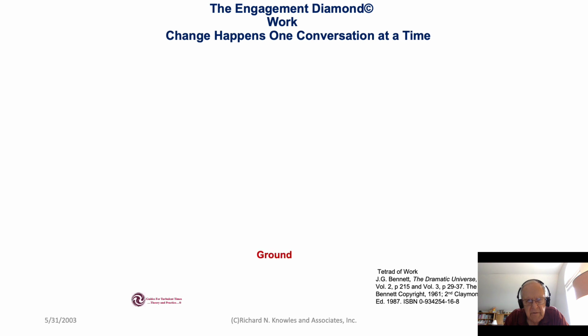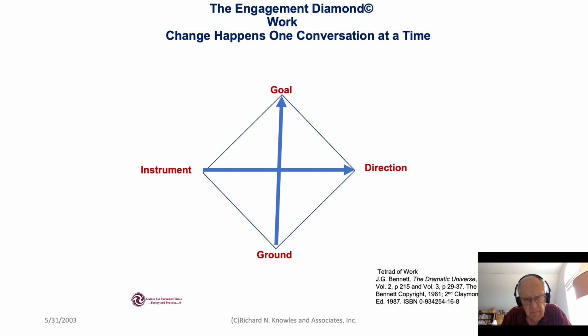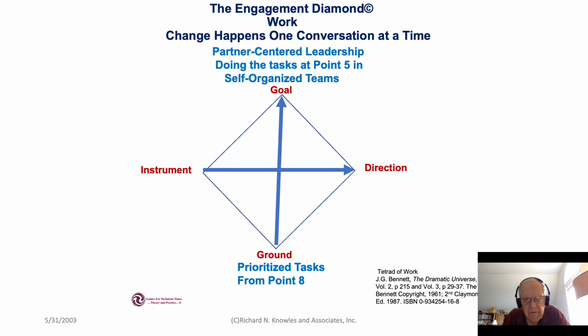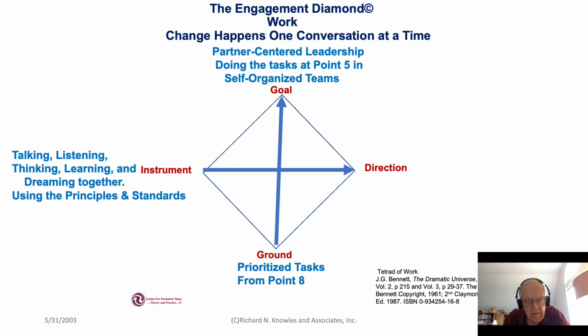So if we take a look at this and go more deeply, looking at what I call the engagement diamond and how work gets done, we go from our ground to the goal, and instrument to direction. We have the ground being the prioritized tasks that we've identified at point 8 as we're working on the process Enneagram. Our goal is to develop partner-centered leadership, doing tasks in self-organized teams. And we bring together our talking, listening, thinking, learning, using the principles and standards, and we work towards self-organizing and solving the problems and co-creating the future.